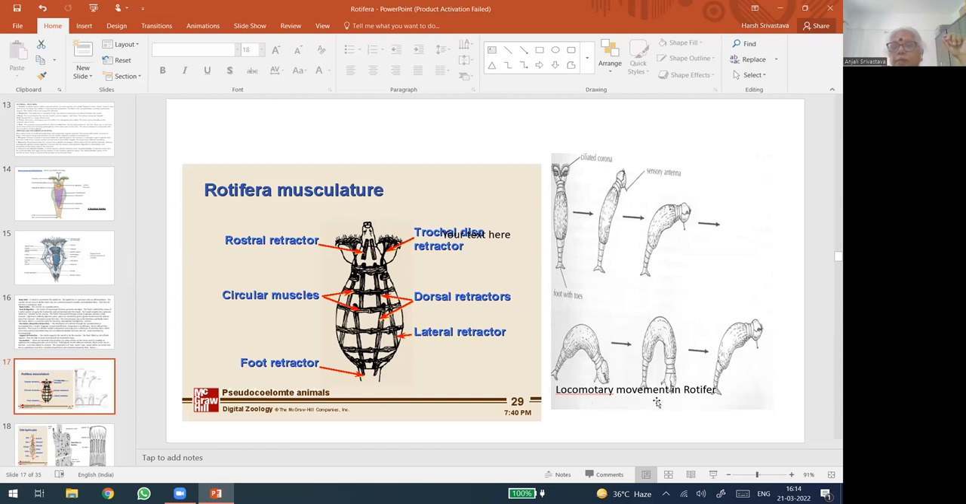And this is the locomotory movement of a rotifer, that is the bound. Then, as I have told you, they come down, then they stretch themselves. In this way, this is the inchworm movement they show.